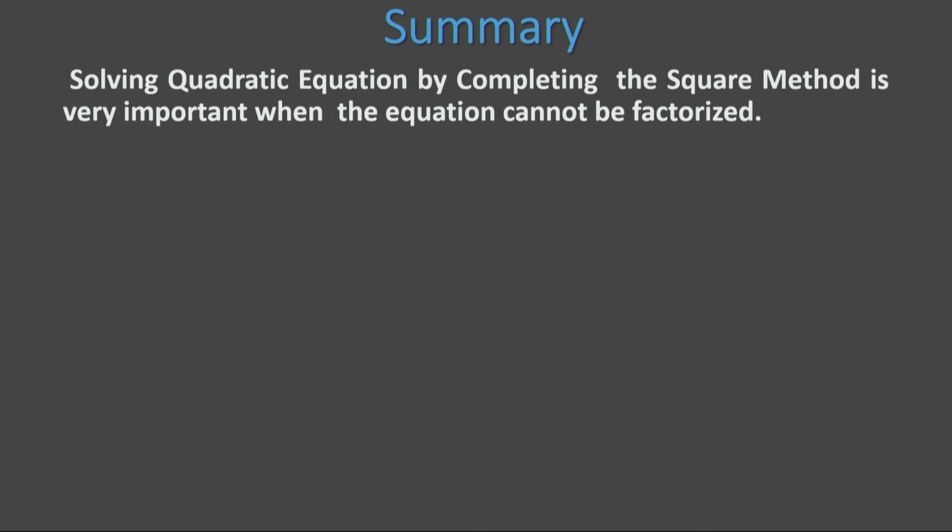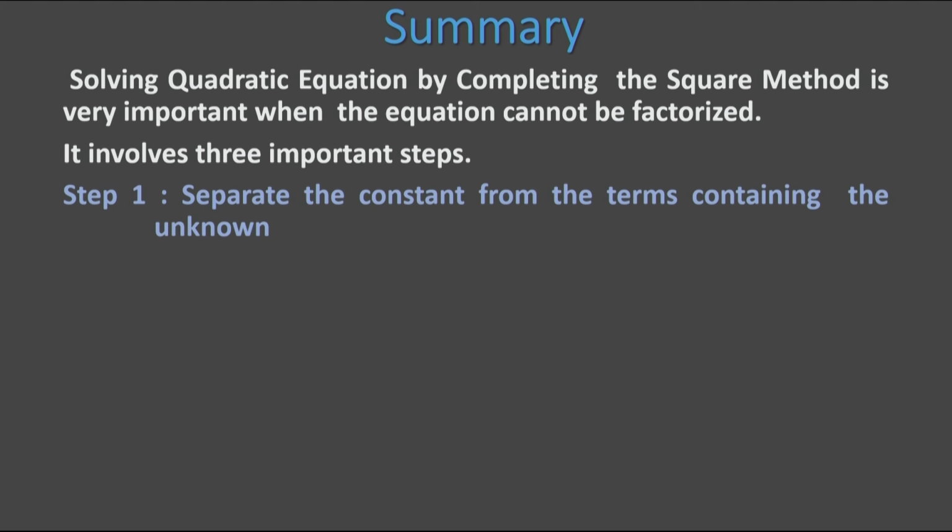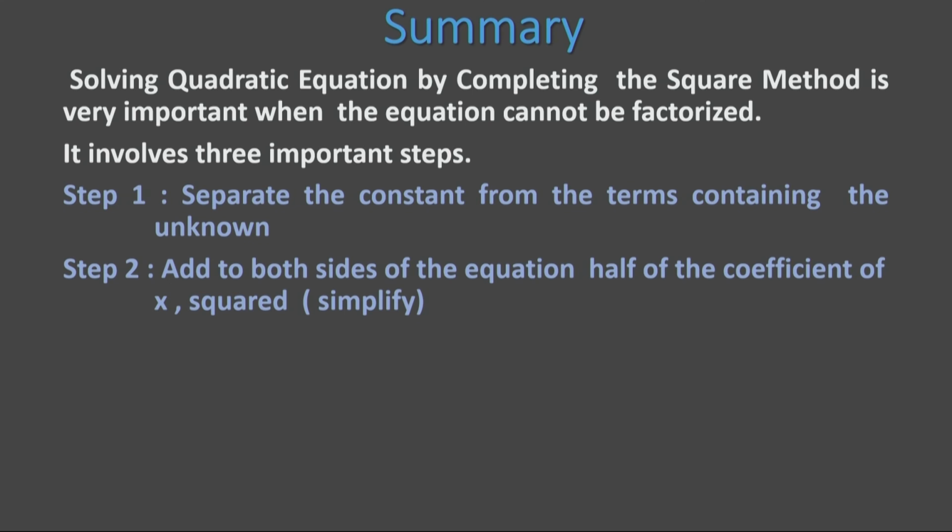Okay? When you find you are having difficulty in factorizing your quadratic equation to solve it, please switch to this method of completing the square. We said it involves 3 steps. Separate the constant from the terms containing the unknowns. We call them variables. Okay? Secondly, add to both sides. That is, take a half of the coefficient of b, square it.